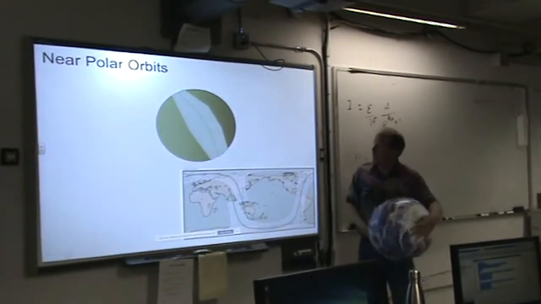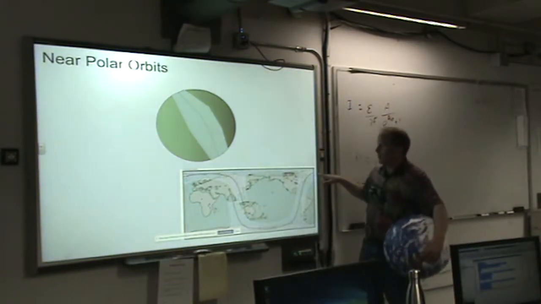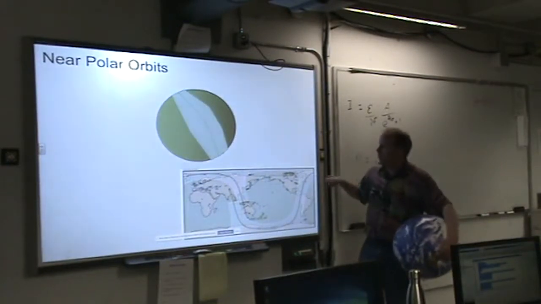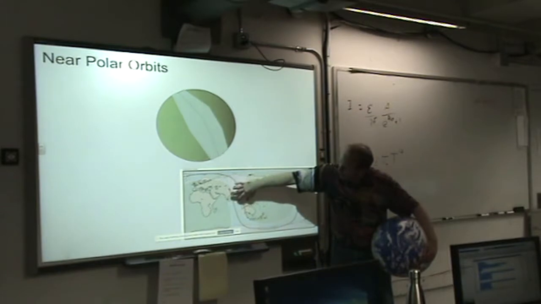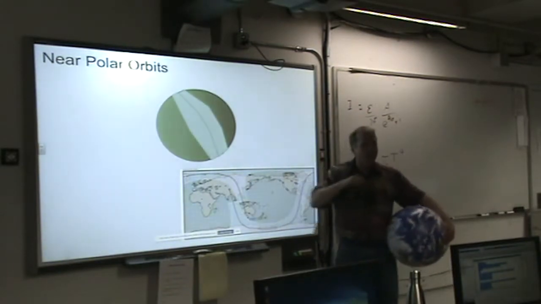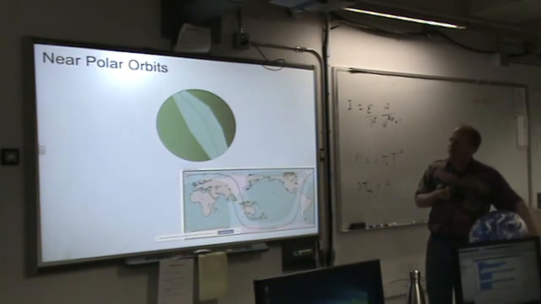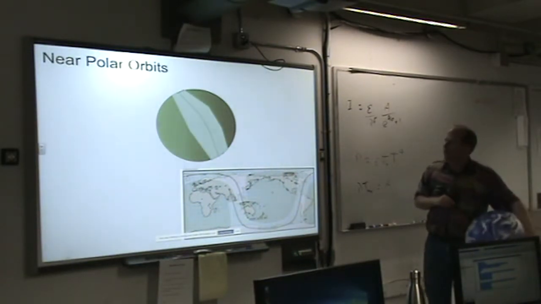And what that means is the satellite orbit would look kind of like this. It doesn't go to the north pole. It doesn't go quite to the south pole. It kind of has a swath like that. But the next one has a better chance of overlapping, so you can cover the whole Earth. Now, they still don't do perfect overlaps in many cases. We're going to see why in a moment.